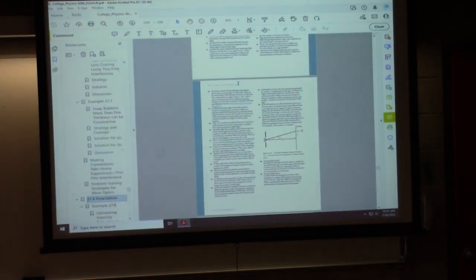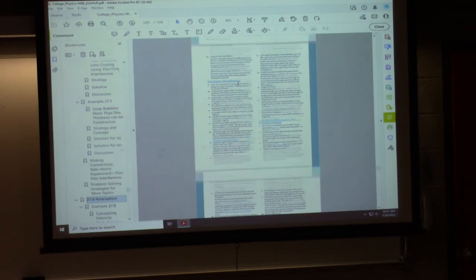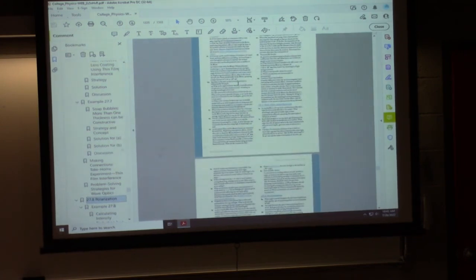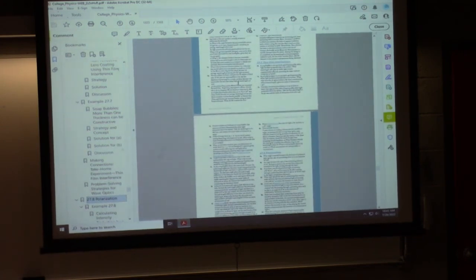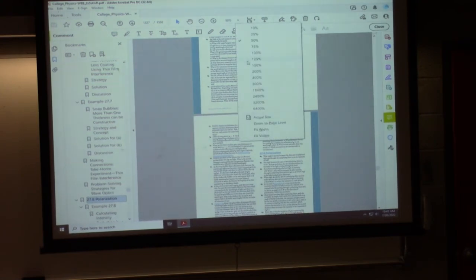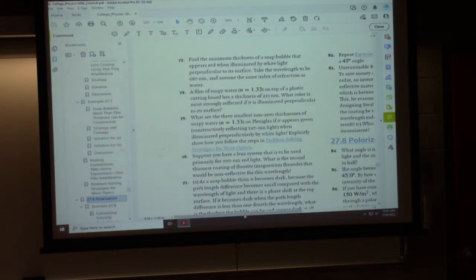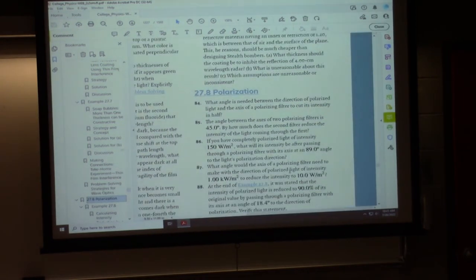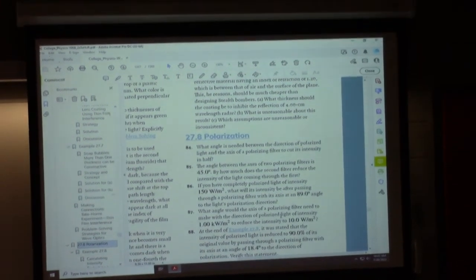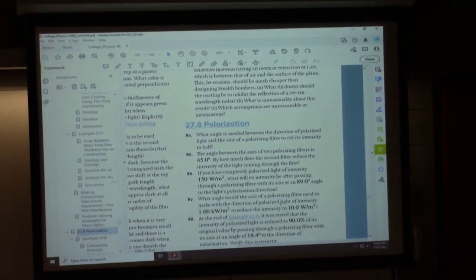And see if I can get to, I think I made it too small. Oh, there it is. Looks like 84 is kind of what I selected here. All right, so let's try this one and say, all right, what angle would be needed between the direction of the polarized light and the axis of the polarizing filter in order to cut the intensity into half?